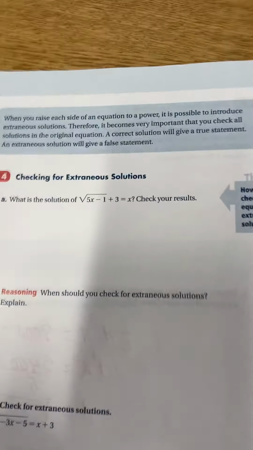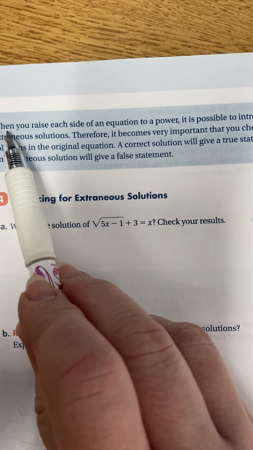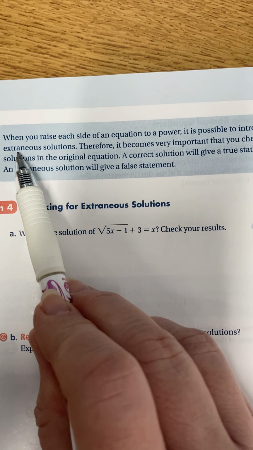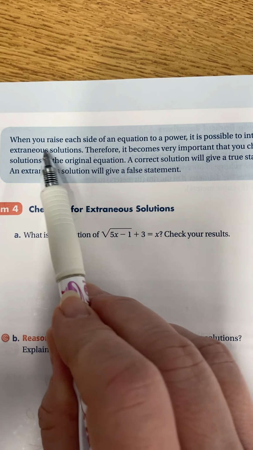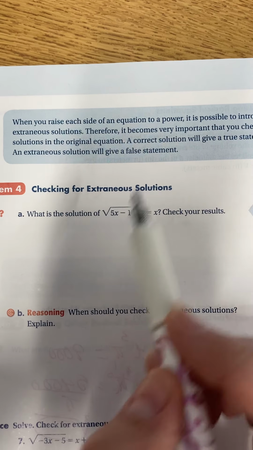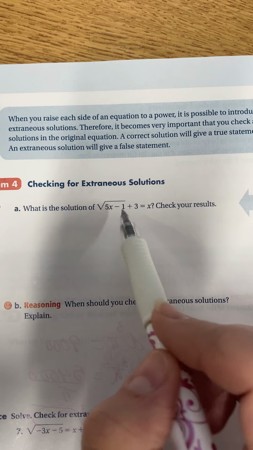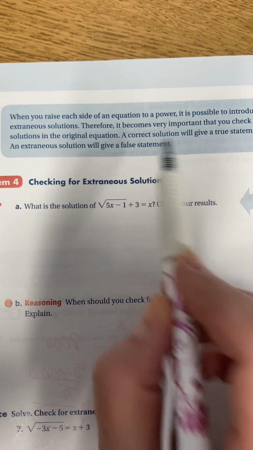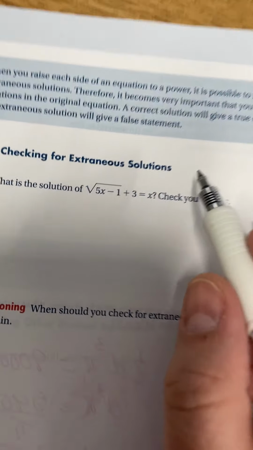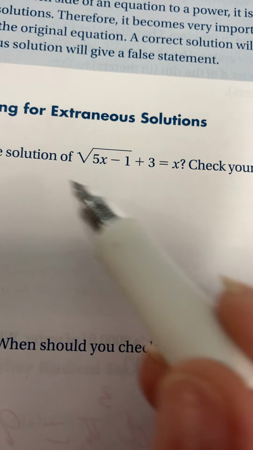All right. Okay, over here, when you raise each side of an equation to a power, it is possible that you will get what's called an extraneous solution, which means basically you are creating a solution. It's one that doesn't really work in the original problem, but by having to solve it the way we do, an extraneous solution will give you a false statement. So you might have 2 answers, but one of those answers will not work. All right, so you're going to be doing the same thing as you normally did. You want to isolate this radical.